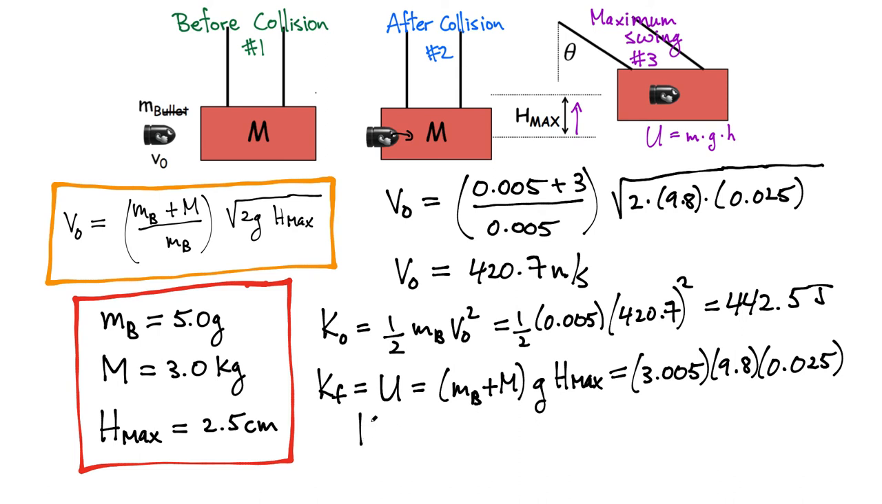All right, so my final kinetic energy, what do you think it's going to be? Should it be equal to 442.5? Well, you substitute the numbers, and what you end up getting is 0.736. Wow, that's quite remarkable, right? If you compare the initial kinetic energy, 442.5 joules, to my final kinetic energy, this tells me that I've lost a lot of energy, right? I've lost nearly 442 joules of energy.